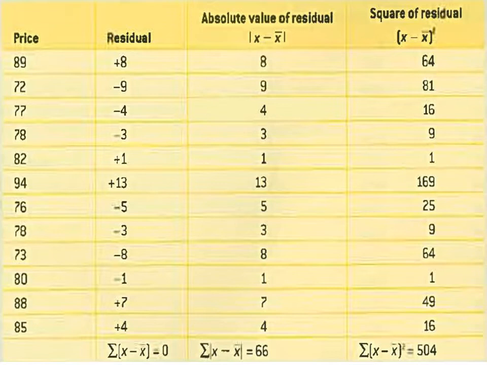Here you see different levels of prices which the market researchers have got from different hypermarkets: 89, 72, 77, 78, 82, 94, 76, 78, 73, 80, 88, and 85. After that, they have calculated the mean.